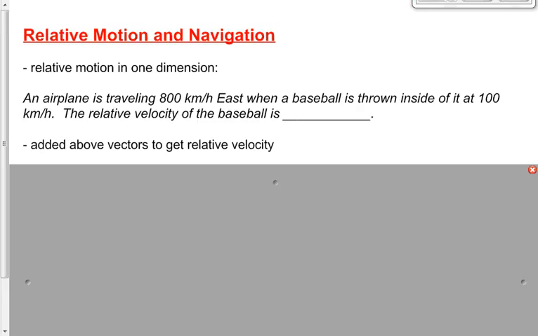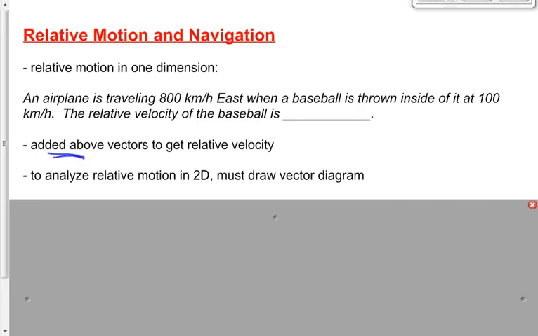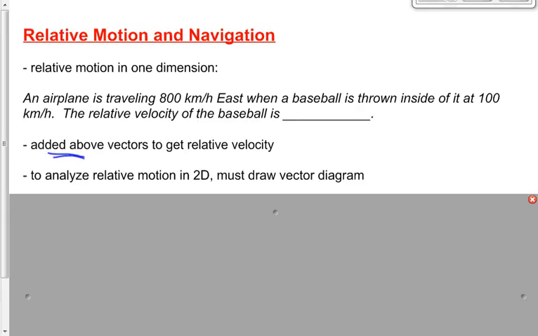So when we're finding relative motion in one dimension, we add vectors. When we're doing it in two dimensions, we also add vectors. But to add vectors, we have to draw a vector diagram. What's the goal? Let's get a right-angled triangle.